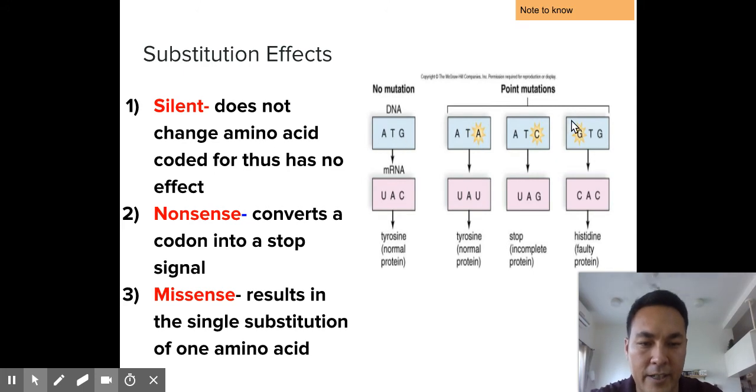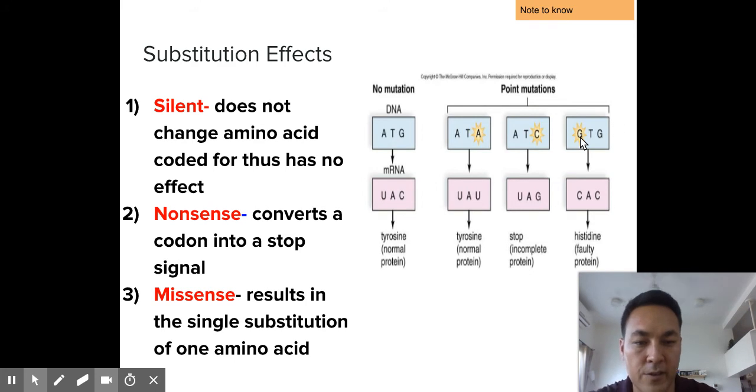Here we go from ATG to ATC, and that's going to be a substitution mutation, also known as a point mutation, and it's going to code for UAG. Wowzers, that's going to code for stop. It stops the production of the protein. That's called a nonsense mutation.